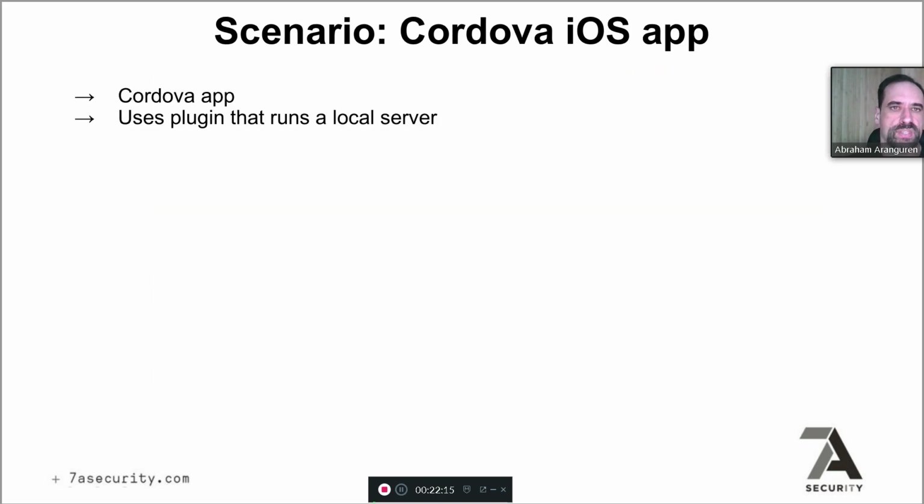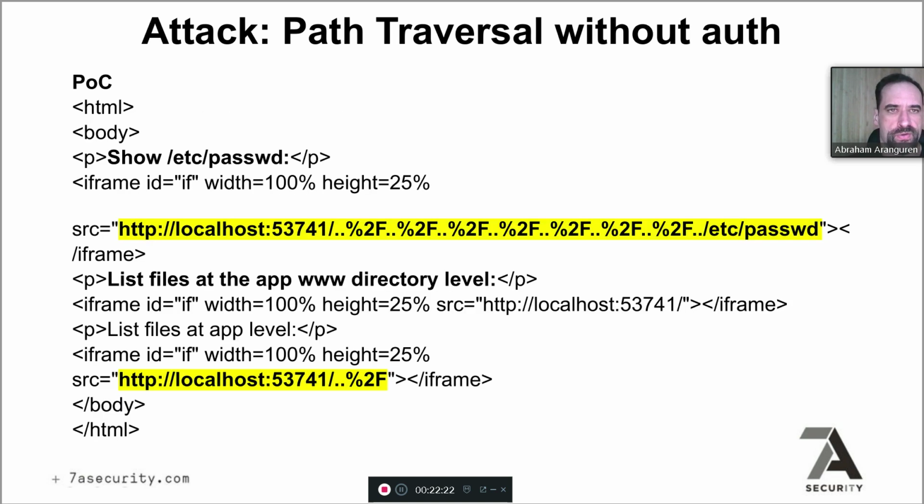In this case, this was a Cordova iOS application. It used a plugin that was running a local server, and this local server was vulnerable to path traversal attacks and did not require authentication. So a malicious application on the same device would be able to use the path traversal to read arbitrary files from the phone with the security privileges of the target application, right? So you can see these localhost and so on, right? But just by knowing the port, you can just do this, right?